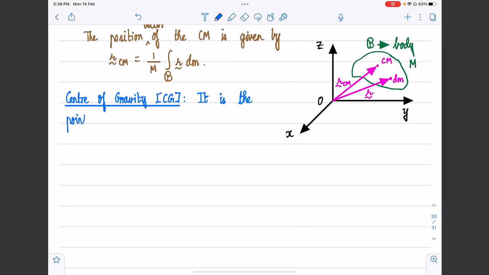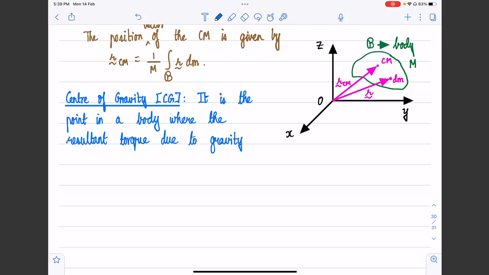It is the point in a body where the resultant torque due to gravity vanishes. So this is what is called center of gravity. Many people mix up center of mass and center of gravity, but in fact they are two different concepts. Please note that. Center of mass indicates the position of a notional point where the entire body mass can be concentrated to visualize its motion, whereas the center of gravity is that point in the body where the resultant torque due to gravity vanishes.